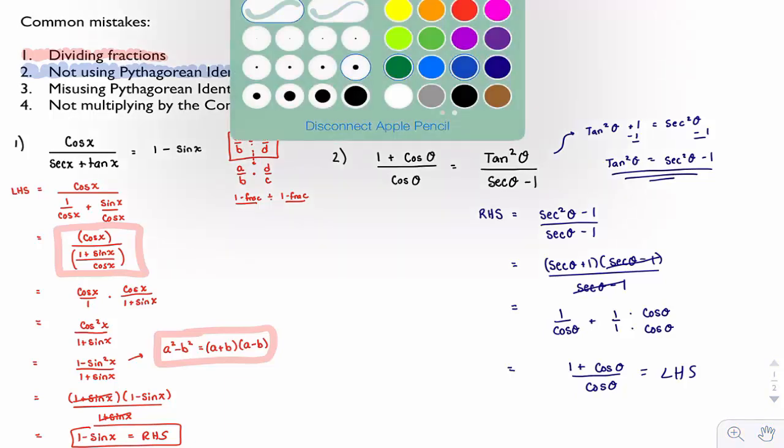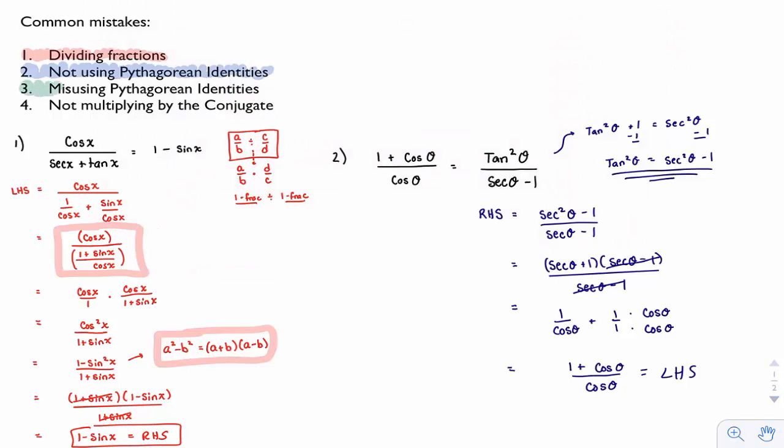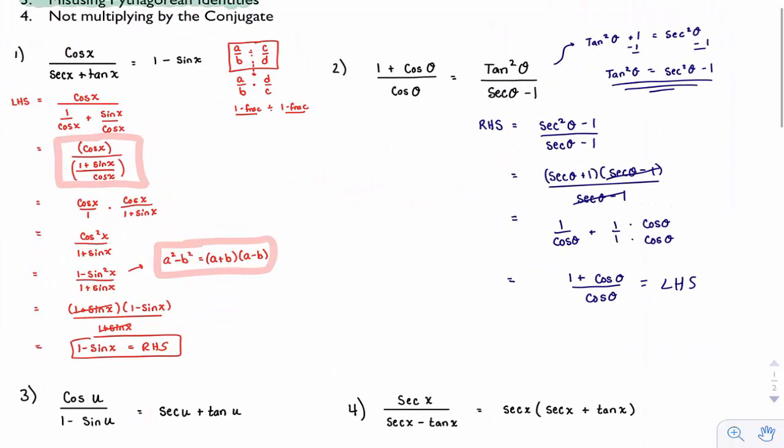Number 3 is going to be misusing your Pythagorean identities. So number 2 is not using your Pythagorean identities when you could, and number 3 is when you use them when you shouldn't. So this is the other way to look at this.